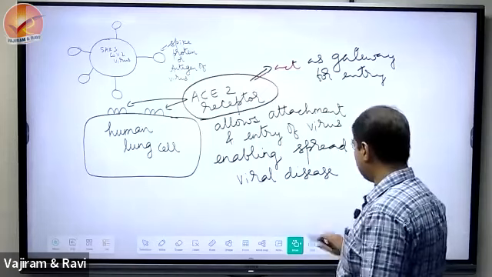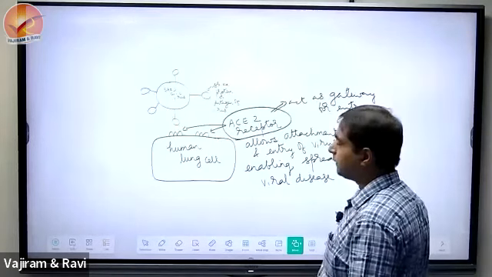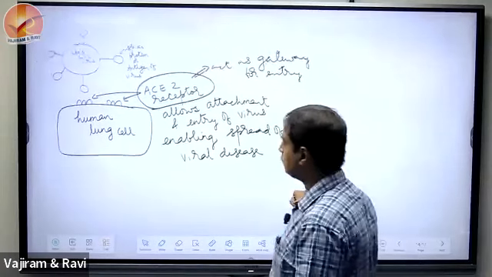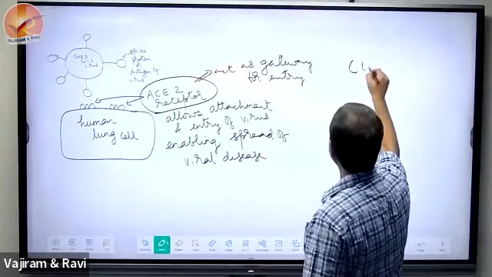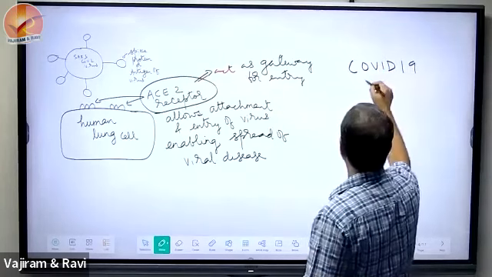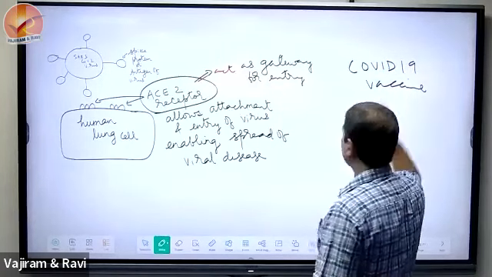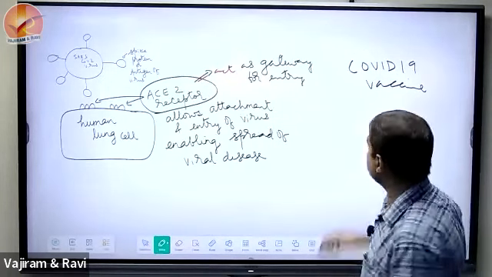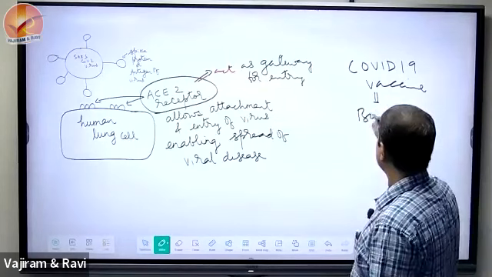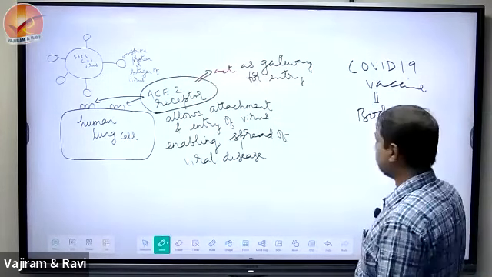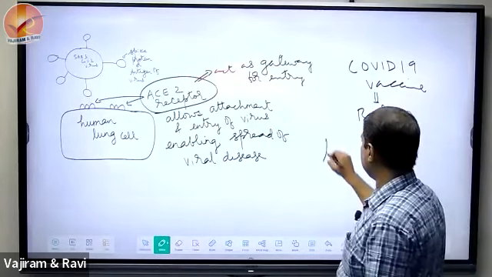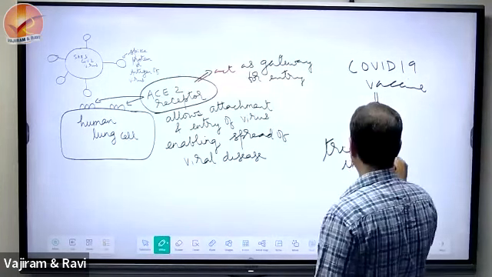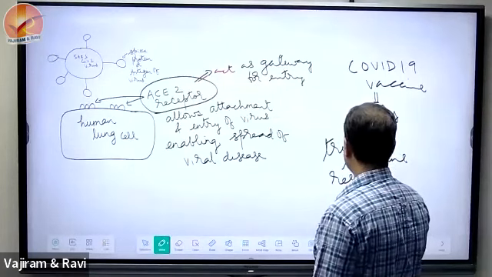Now, let me first complete. Those people who are vaccinated through the COVID-19 vaccine, any vaccine of COVID-19. Now, this vaccine, when administered to the body, triggers an immune response. It triggers what? Immune response.